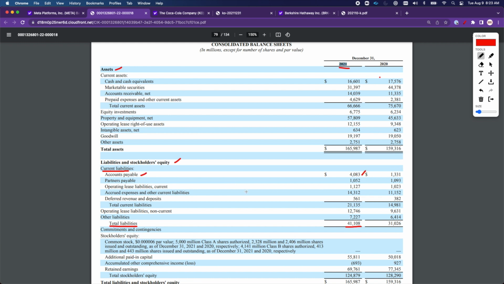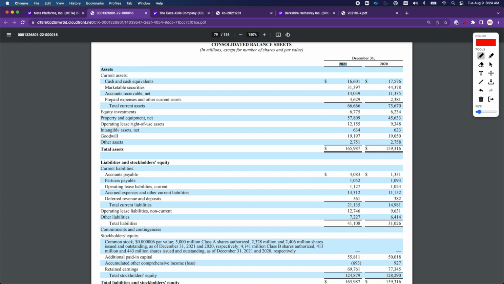So things like accounts payable, partners payable. These are basically invoices that haven't been paid yet. And we have some operating leases, current ones. We have some expenses and deferred revenue, so revenue that they have not recognized yet. Okay. Under other liabilities, they basically have just $7 billion. Okay, they don't have much. We see that there is no actually debt here, which is something really interesting. There is no debt or long-term debt on the liabilities.